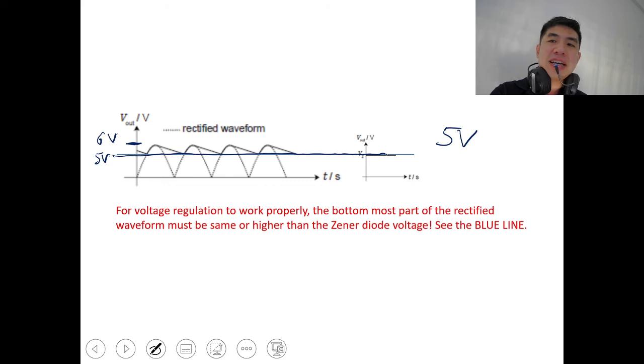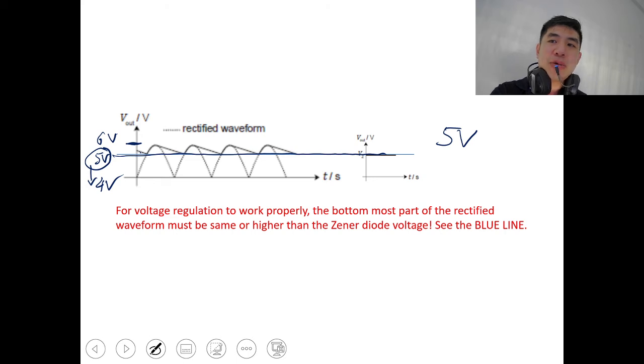Understand now? If this is less than 5 volt, down to 4 volt, then the 5 volt zener will not work already, because at some point in time it's less than 4 volt. When it's at 4 volt, the zener doesn't work. The zener only works when the power supply is more than 5 volts.